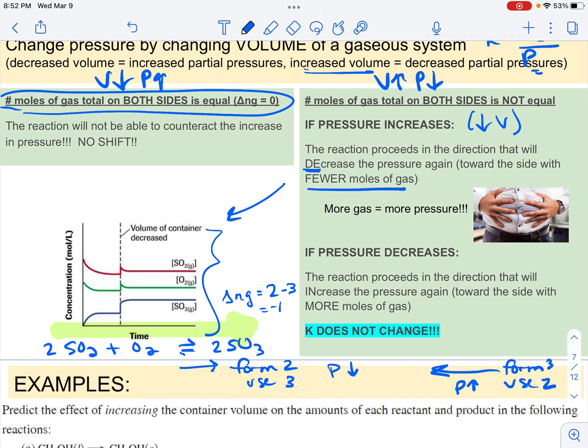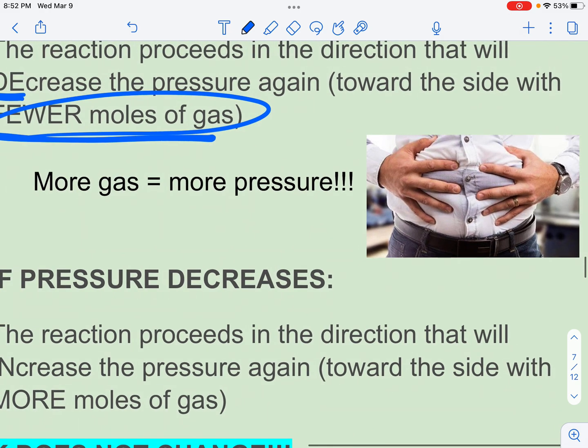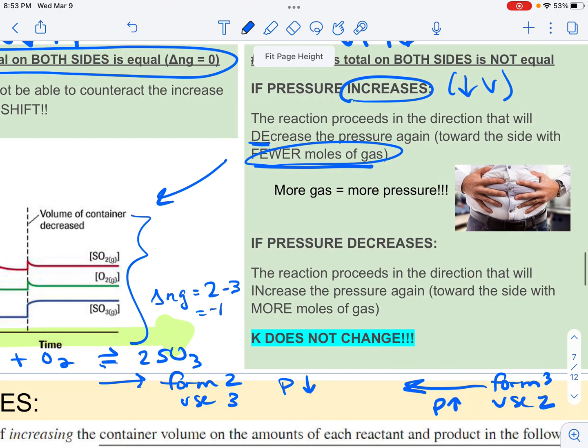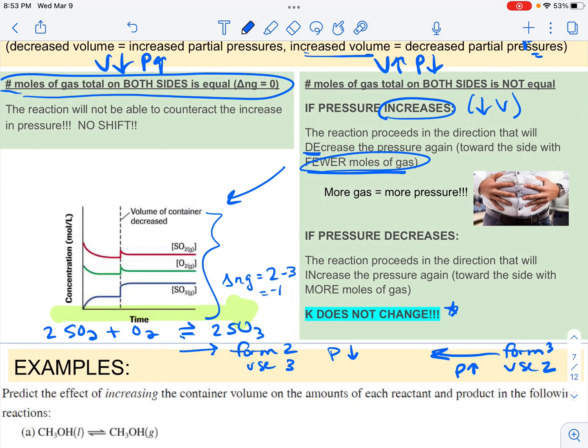So if by decreasing the volume we increase the pressure, the reaction needs to decrease it again. It's going to shift to the side that has fewer moles of gas. Remember, this lovely picture here will help you. More gas equals more pressure. And so if you've caused the pressure to go up, then the reaction will shift to make the pressure go down by creating less gas. And the opposite occurs if the pressure decreases. All right. Again, remember, K does not change. They come back to the same ratio that they used to be, so K does not change.